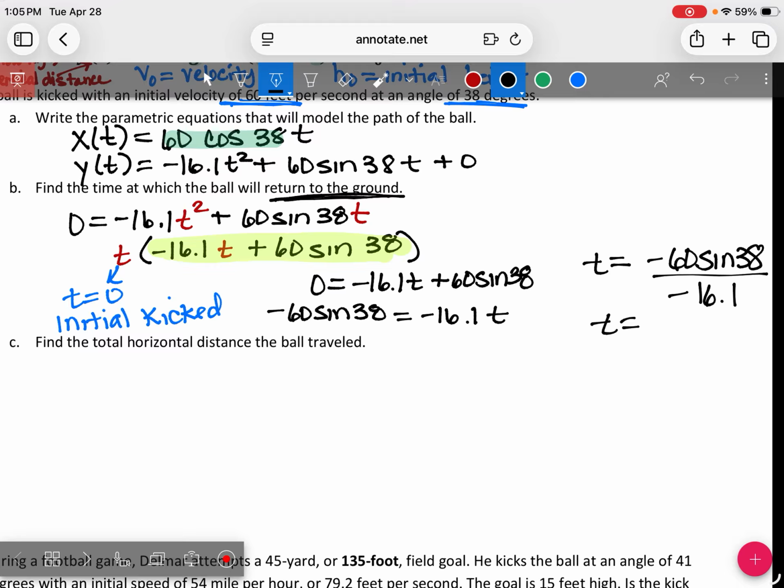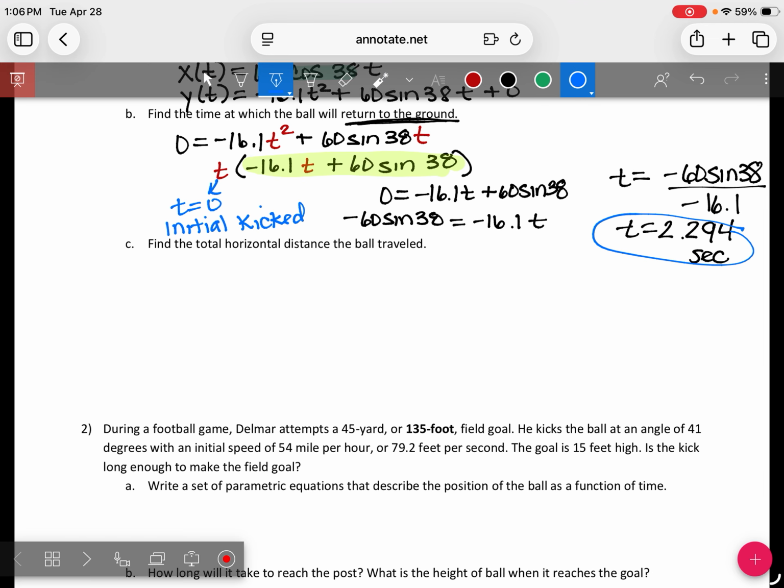So type that in your calculator. Negative 60 sine 38 divided by negative 16.1. And you should get that it takes 2.294 seconds. Because it's asking us, find the time it's going to return to the ground. So this is my answer to part A.